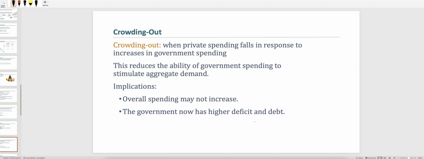The other concern that we sometimes have with fiscal policy is that we also have crowding out. This happens when, for instance, the government spends more money, then it means that people might spend less money of their own.